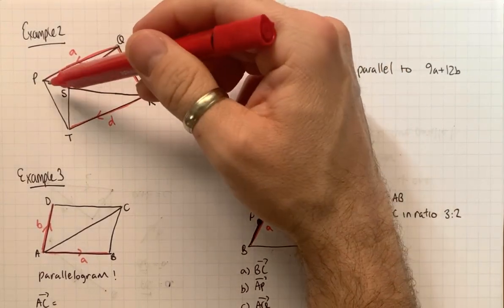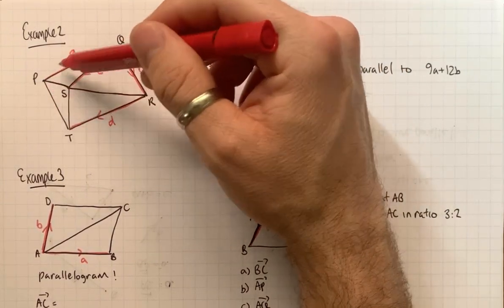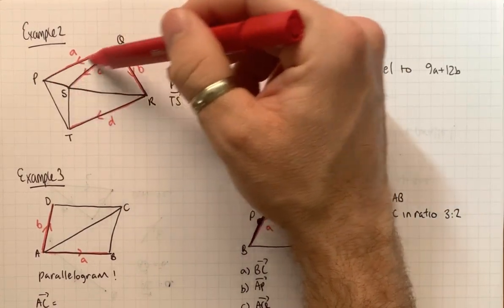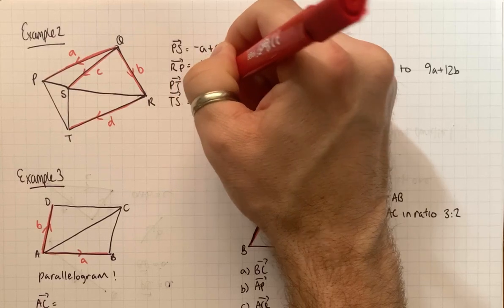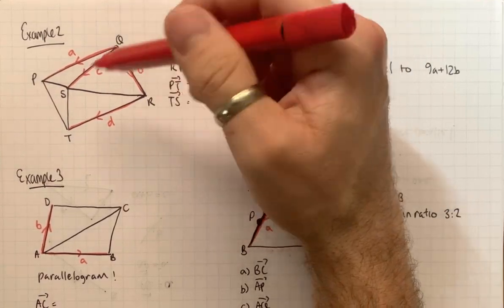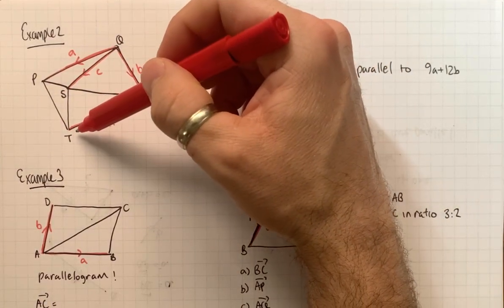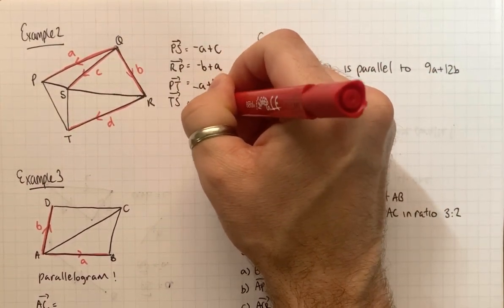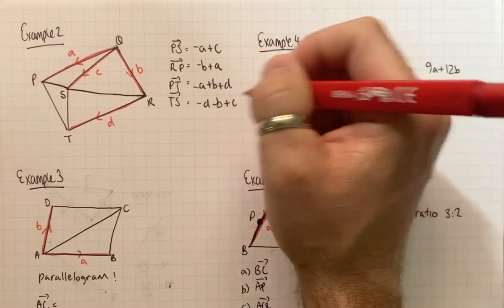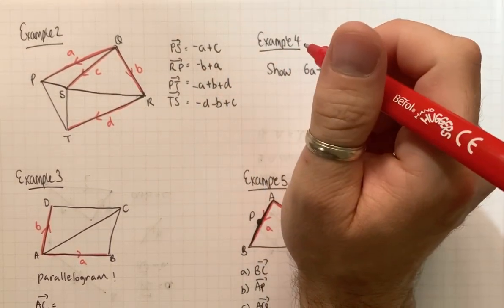P to T, no vector there, so we have to go all the way around here. That's minus a plus b plus d. And finally T to S. So we're going to have to go minus d, minus b, plus c. Again, you can reorder into any order you like, it doesn't make any difference.